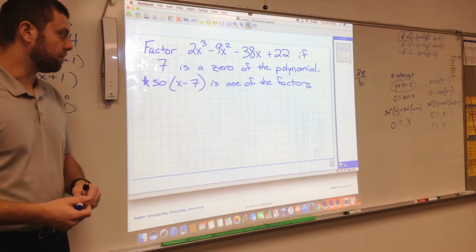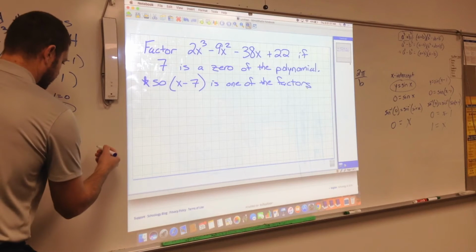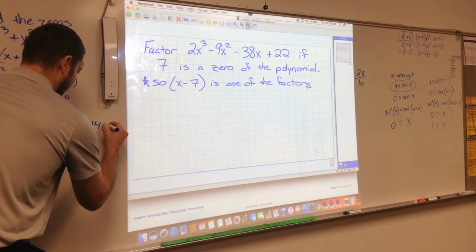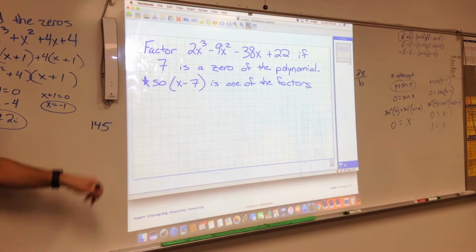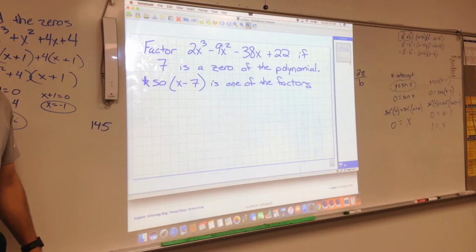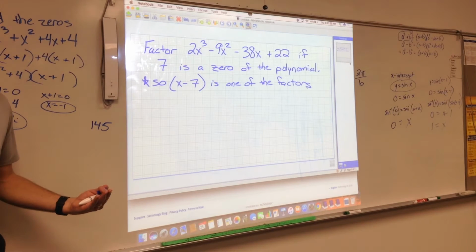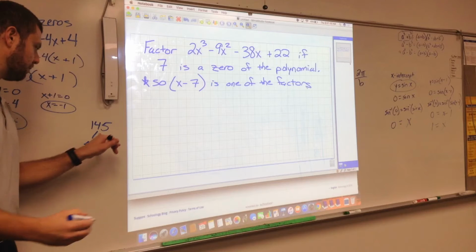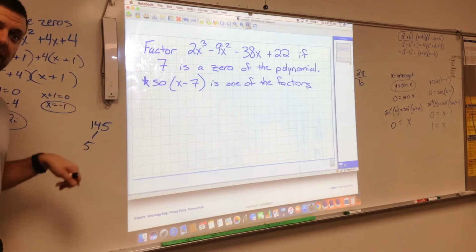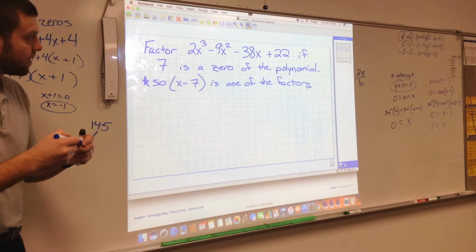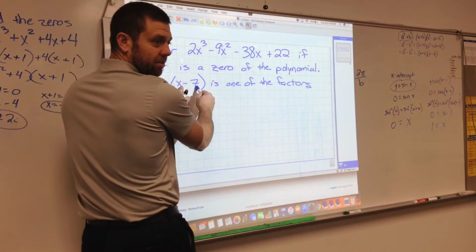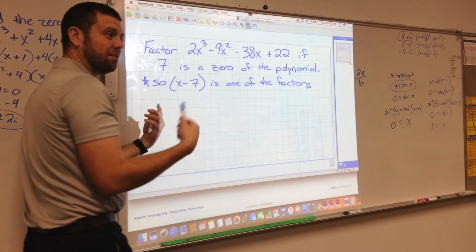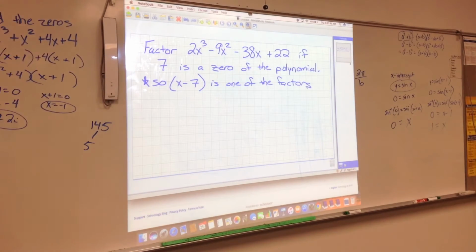Okay? For instance, 145. If I said to factor 145, do you know the factors right away? You probably know one factor right away? 5, right? So you know 5 is one of the factors. How would you get the other one? You divide it. Make sense? Okay? So if I know one of the factors, I'm going to divide to try and figure out my other factors. Is that logical? Okay.